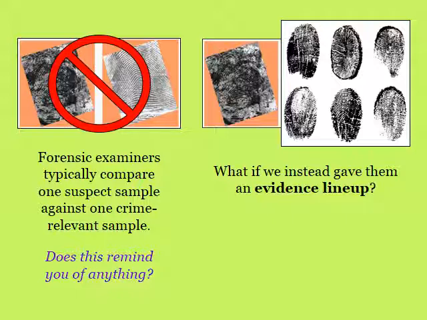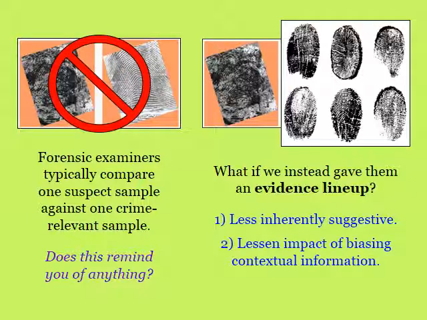So now the task is not, does this fingerprint match? It's which, if any, of these fingerprints match. Now, there's a few potential advantages to doing this. First, it's less inherently suggestive because, like a lineup, the witness may know that one of these people is the suspect, but they don't know which one, right? It's not suggestive in the way that a show-up is.